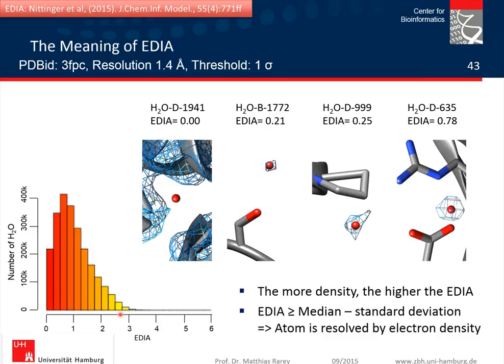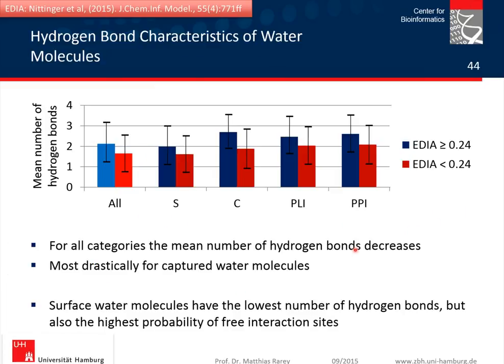Often these are metal ions, which are then used and waters are placed in there. Okay, now you can do a lot of analysis with all this data. So we looked at hydrogen bond characteristics of waters in these PDB structures. You can count the number of hydrogen bonds you see. You see that if you have electron density support, you have a higher number of hydrogen bonds.